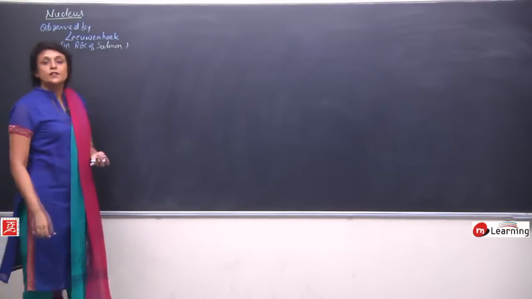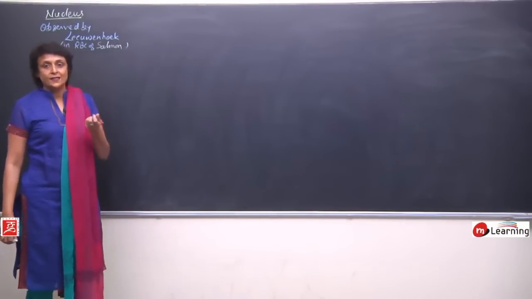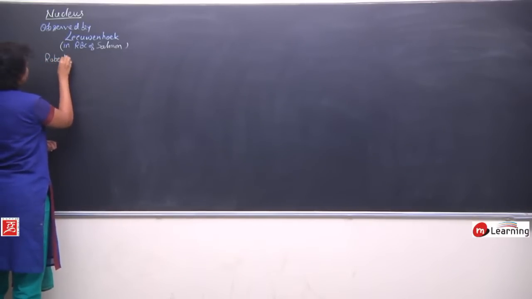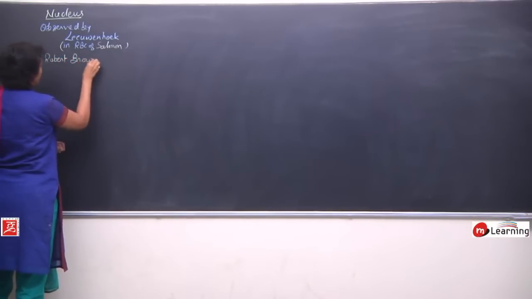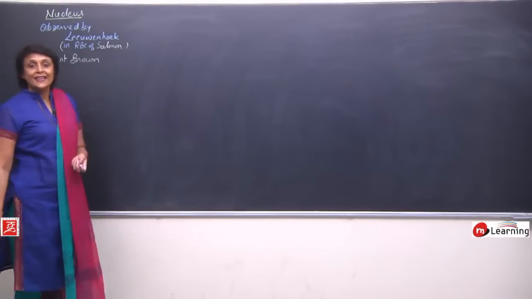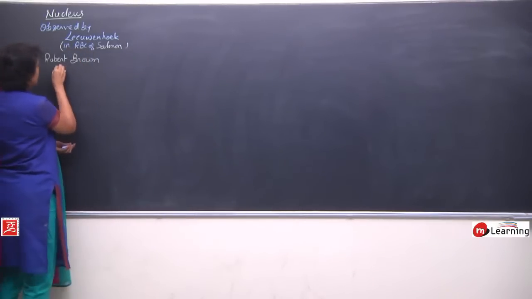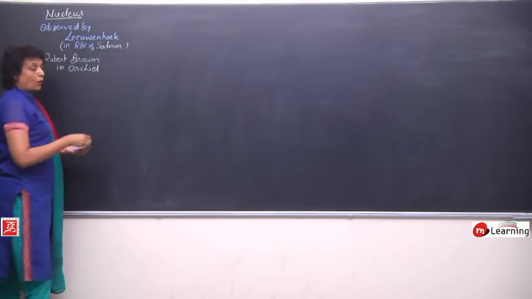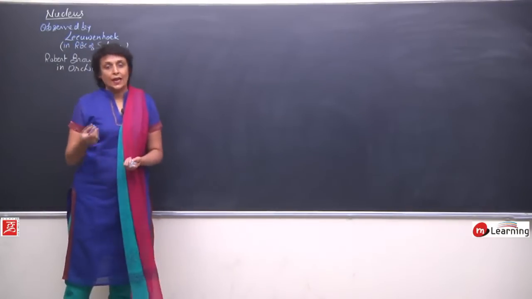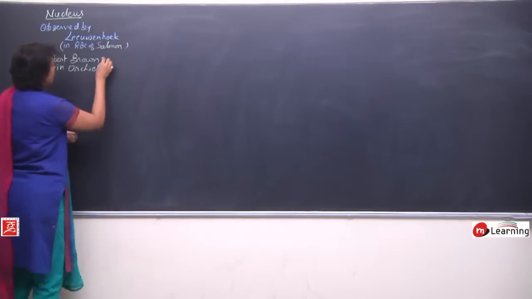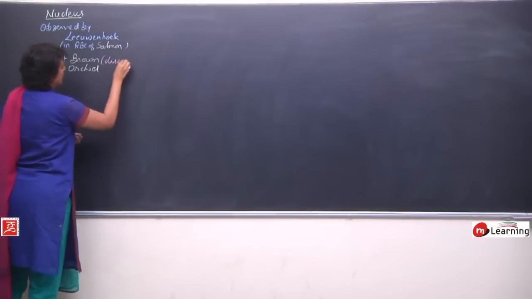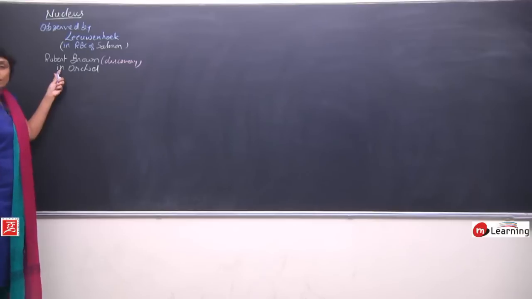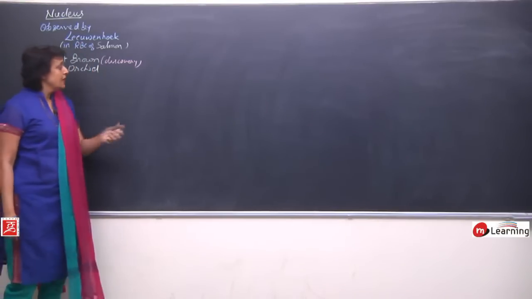But the credit for the discovery of nucleus and its description goes to Robert Brown, who observed it in orchid cell and he actually described the structure. So discovery credit goes to Robert Brown, but it was first observed by Leeuwenhoek.